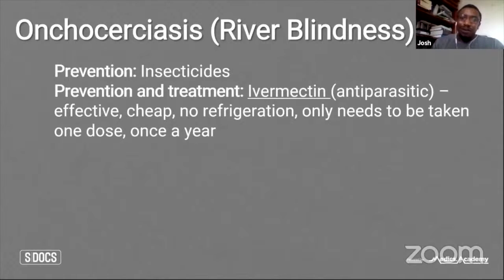When I think of ivermectin, it's amazing. If you wanted to design a drug that could combat onchocerciasis in some of these communities, you would probably design it as ivermectin. Why? Because it's effective. It works very well in combating onchocerciasis. It's cheap. It doesn't need refrigerating. It only needs to be taken at one dose once a year to provide prevention or to treat a patient who might have the parasite. So it has had a really important role.